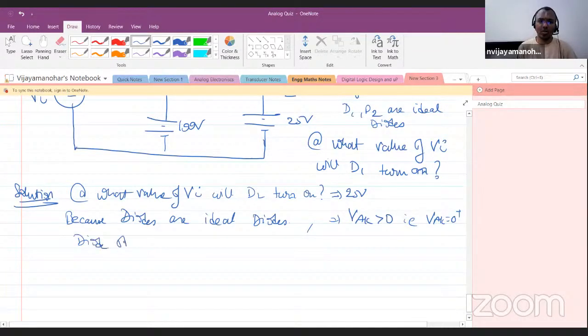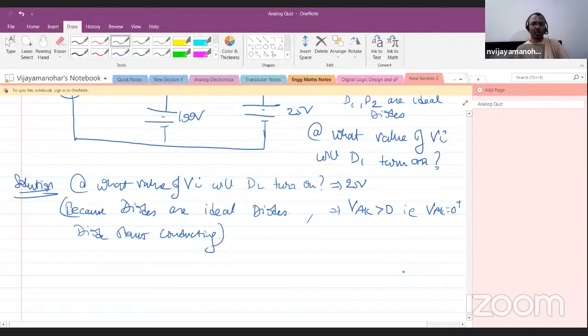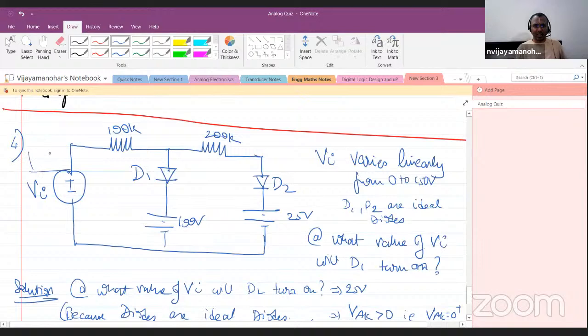If it's a silicon diode, then only it will need 0.7 volt. If it's an ideal diode, even for just a 0.1 millivolt forward bias, it will start conducting. That's what an ideal diode is. And it will stop conducting in the reverse direction, even for 0.1 millivolt. Correct. That's the ideal diode behavior. So the moment the input voltage goes beyond 25 volt, this is linearly increased from 0 to 150 volt.